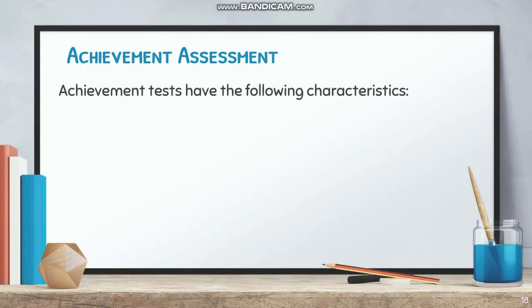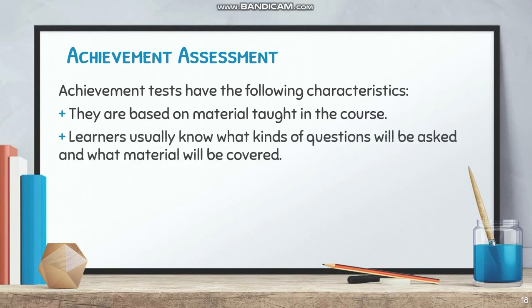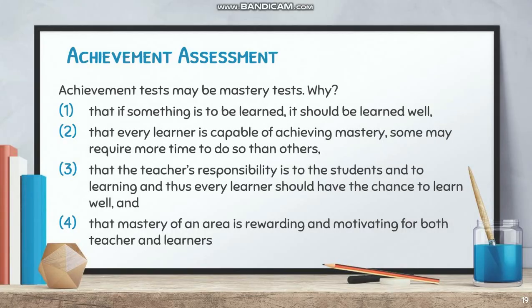Achievement tests have the following characteristics. They are based on material taught in the course. Learners usually know what kind of questions will be asked. They are criterion-referenced, and achievement tests may be called mastery tests. Why? Because if something is to be learned, it should be learned well.